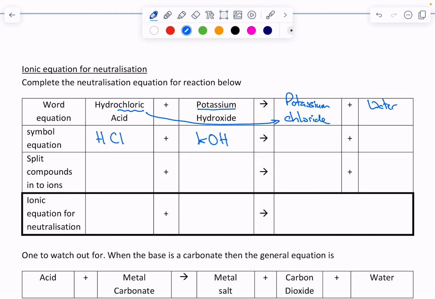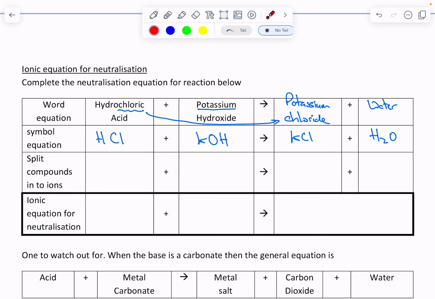All right. Formula here for potassium chloride is KCl, and then water is H2O. So this equation, let's double check. There's one chlorine and one chlorine. Two hydrogens, one potassium, one oxygen, so it's balanced.